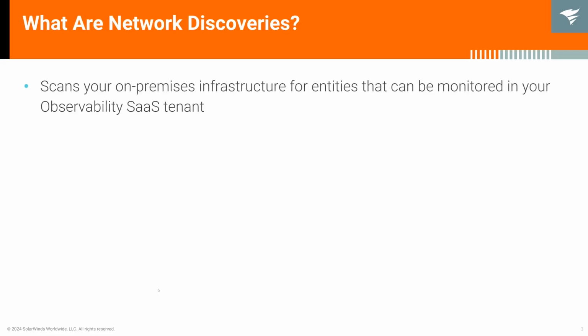Network discoveries scan your on-prem and hybrid infrastructure for entities that can be monitored in your SaaS observability tenant. Details on what metrics can be observed are discussed in the SolarWinds Observability SaaS Fundamentals class, as well as documented on the Success Center knowledge base.